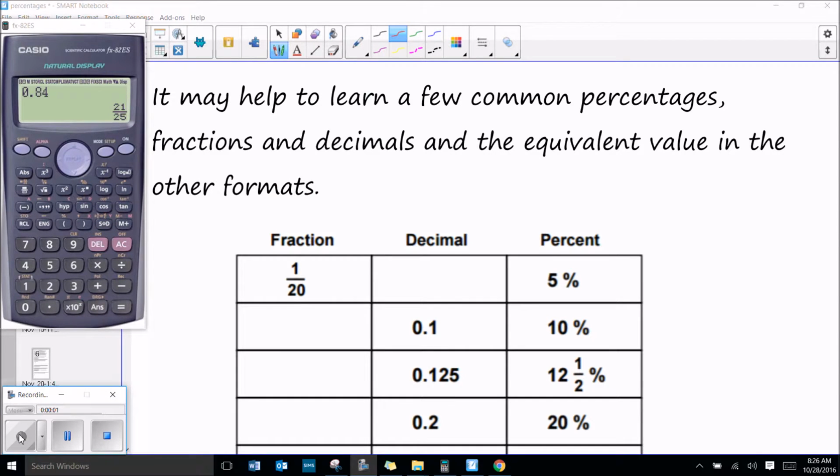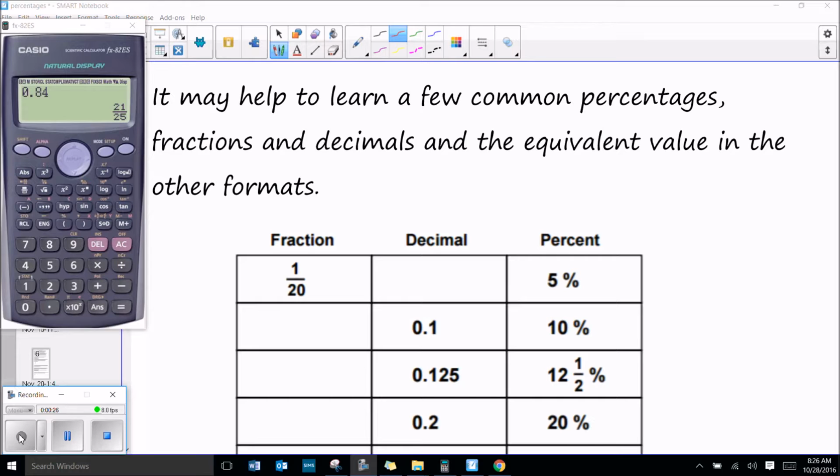It may help to learn a few common percentages, fractions, and decimals and their equivalents in the other formats. I've set up this table with some of the most common options that you may like to learn. So 1/20th as a fraction is obviously 1/20th. Percent would be 5% as a decimal.